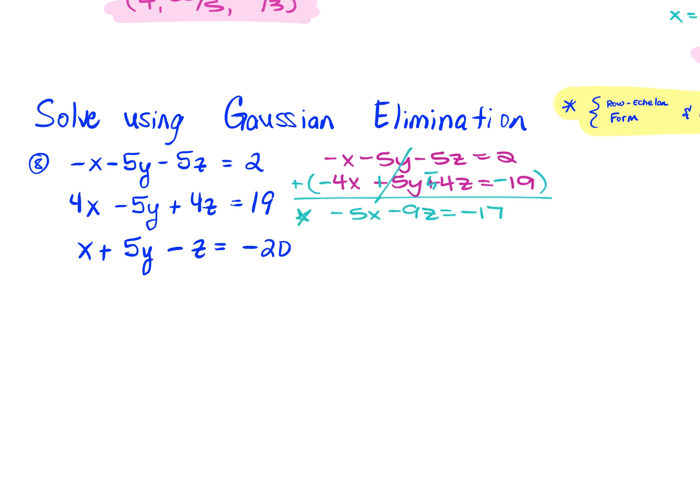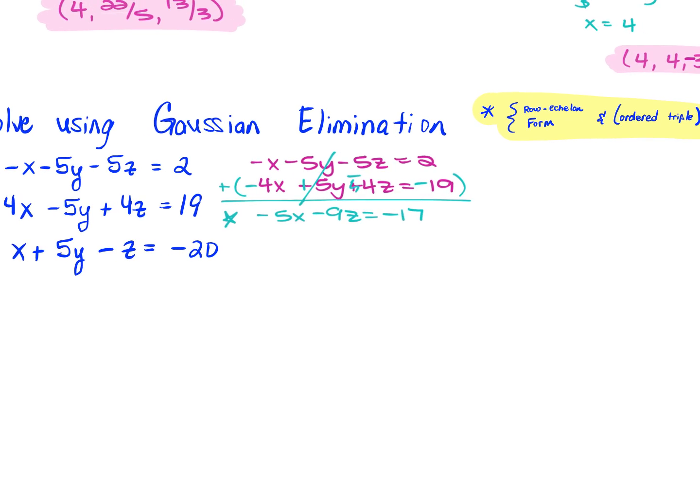To find your new number 2, use the last equation that you didn't work with yet, so x plus 5y minus z is equal to negative 20, and one of the ones from the first two. I'm going to use the top one, so that's negative x minus 5y minus 5z is equal to 2. When you add them, your x's cancel, your y's cancel. You're left with negative 6z is equal to negative 18.